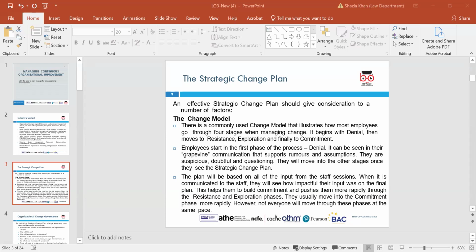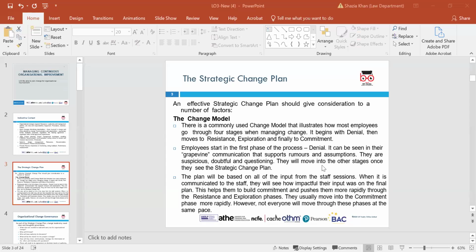A change management model is a system that strategically assists companies in navigating through periods of transformation. Change management models help organizations undergo transitions that lead to positive outcomes. And this is a commonly used change model that illustrates how employees go through 4 stages when managing change, and it begins with denial, then moves to resistance, exploration, and finally commitment. So that is really important within an organisation.